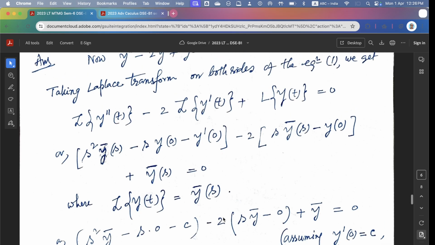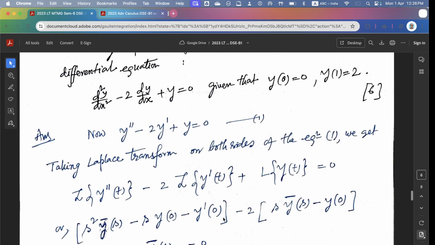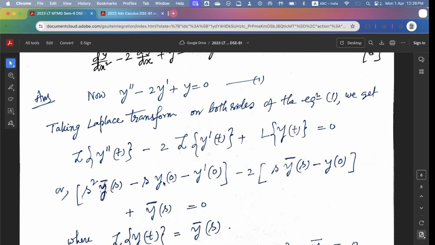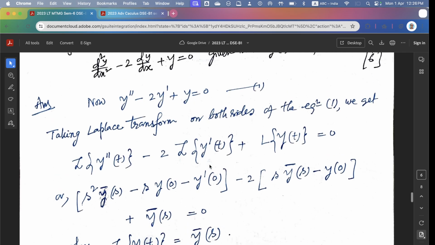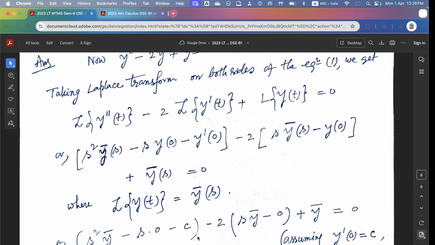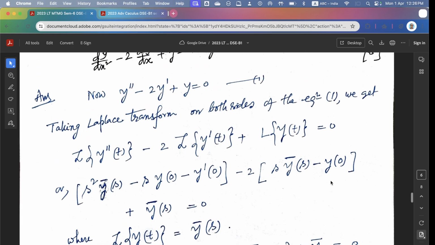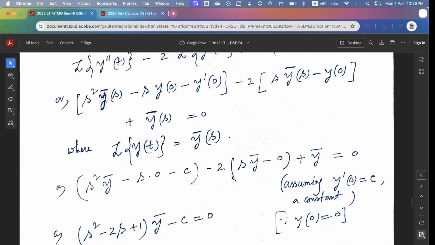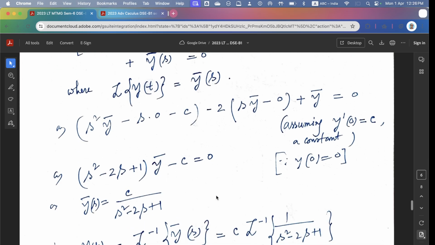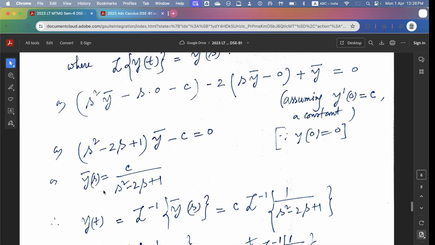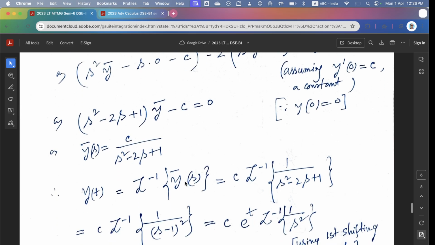So put the given boundary conditions y(0) equal to 0 and y dash(0) equal to c, assuming y dash(0) equal to c, and we get this. So y bar(s) times (s square minus 2s plus 1) minus c equals 0. So y bar equals c by (s square minus twice s plus 1).